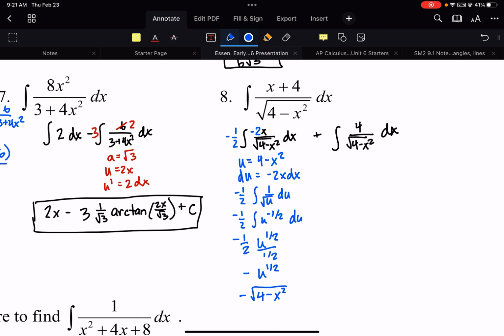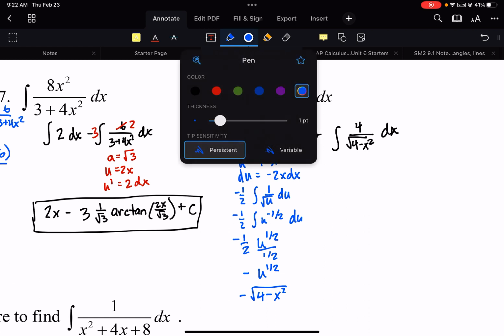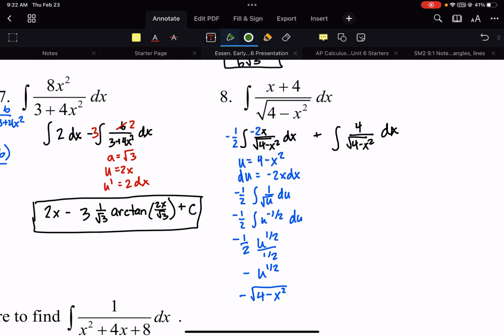Now my next integral we're going to need to use one of our arcsine or arctangents for. Notice that we have a square root, so it is going to be an arcsine. So we'll find our a, our u, and our du. Our a is the square root of the constant, so it's 2. Our u is the square root of the function piece, so it's x. And then our du would be 1 dx. So I'm just going to take this 4 that's inside of my integral and just put it in front. So this integral is going to turn into 4 times the arcsine of u over a, x over 2.